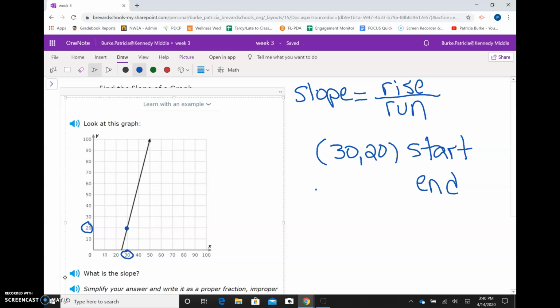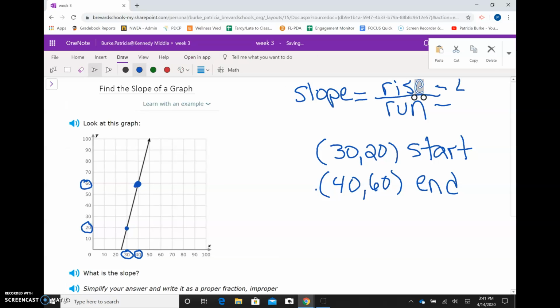Well, let's see. We go along this line, and our second point is right there. And that is 40, 60. So we're going to end up at 40 and 60. And we know that rise over run is simply the change of y and the triangle. If you watch the Khan Academy video, it's just the symbol for the word change. So we have the change of y over the change of x, which is rise over run.